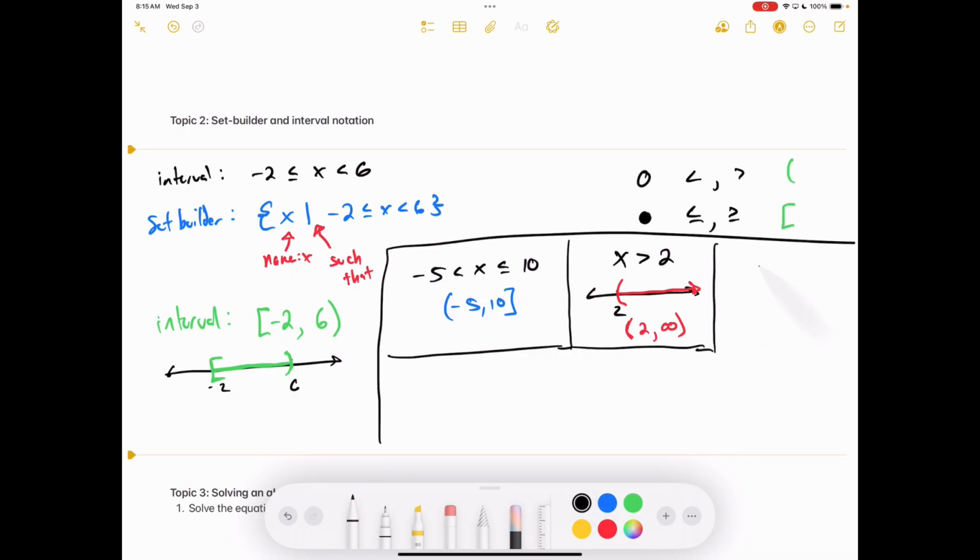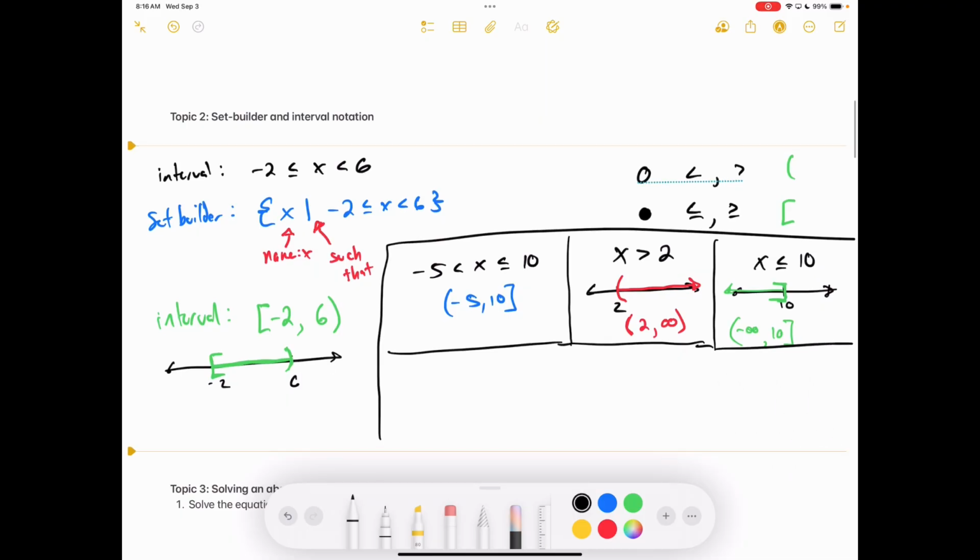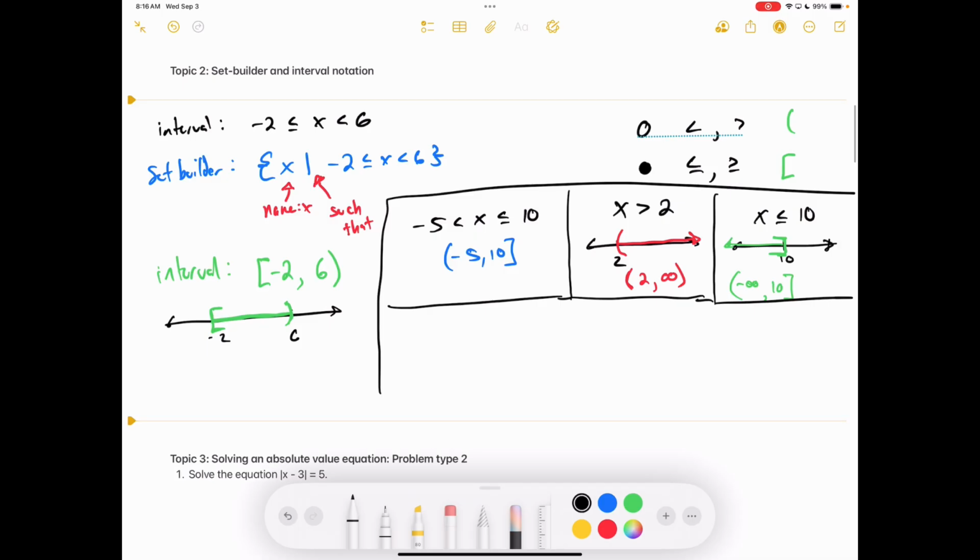If I have x is less than or equal to 10, on this one, I have a bracket at 10. The arrow's pointing to the left, so my graph's going to go to the left. So I have a bracket at 10, and it goes forever to the left, so that's forever towards negative numbers, so I do negative infinity. This is something we will see quite a bit in this class, so it is something we want to make sure we get.